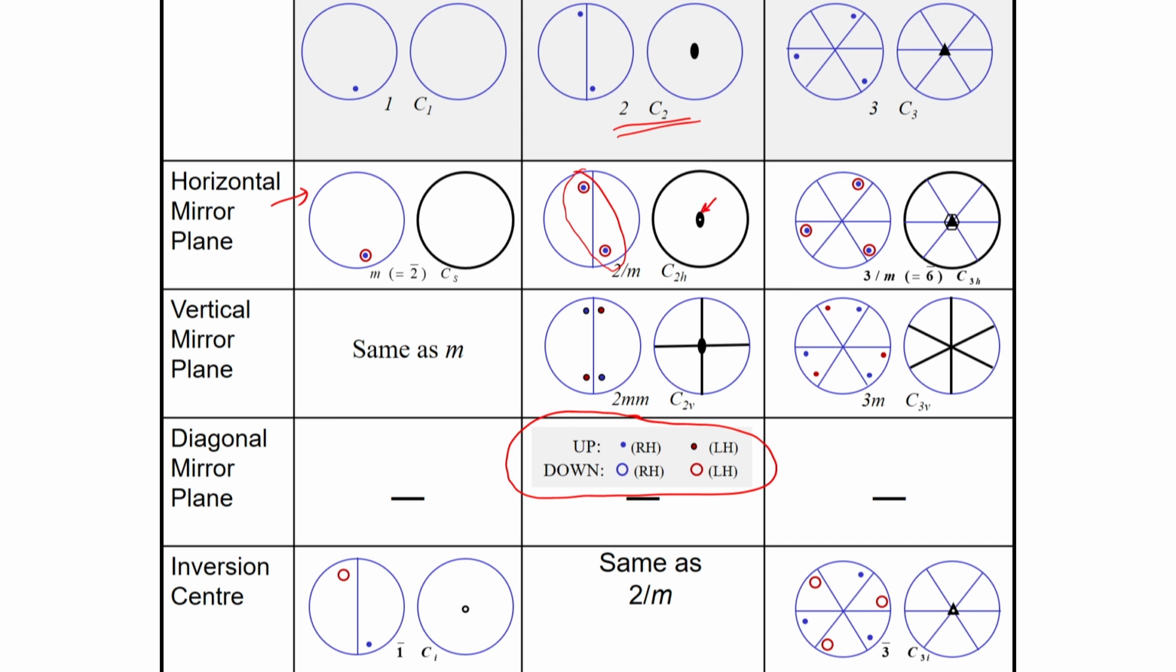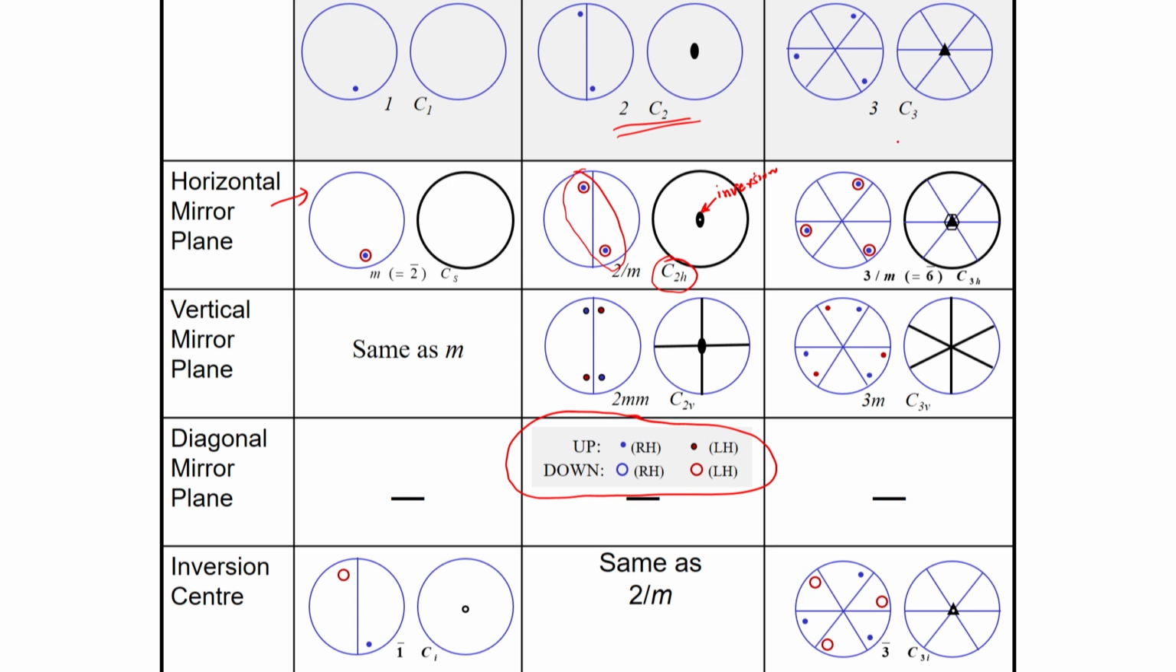It is basically a small circle to indicate that there is inversion as well. Now, the notation for the point group. The notation for the point group is 2 upon m, basically saying that the mirror is perpendicular to the two-fold axis. In the Schoenflies notation, we simply say that we have added a horizontal mirror to the cyclic group C2.